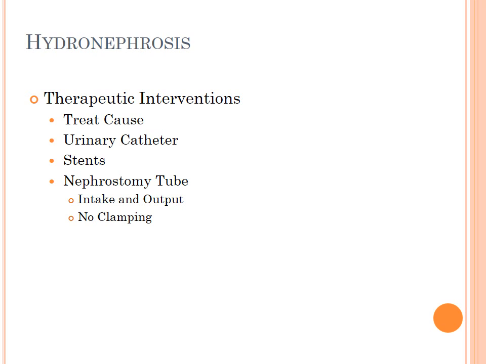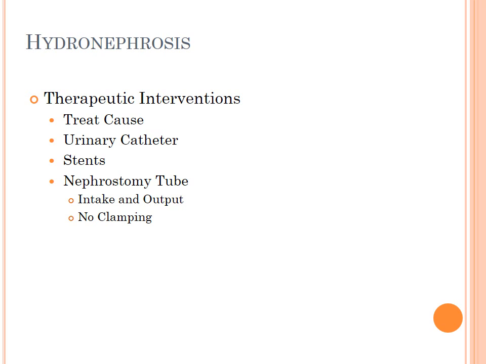So if the tumor's too big or the stone is too large, and you can't reverse this hydronephrosis, it can contribute to death. Or there can be stents placed inside the ureters to keep them open, and a nephrostomy tube may be put in directly into the kidney to drain urine from there.